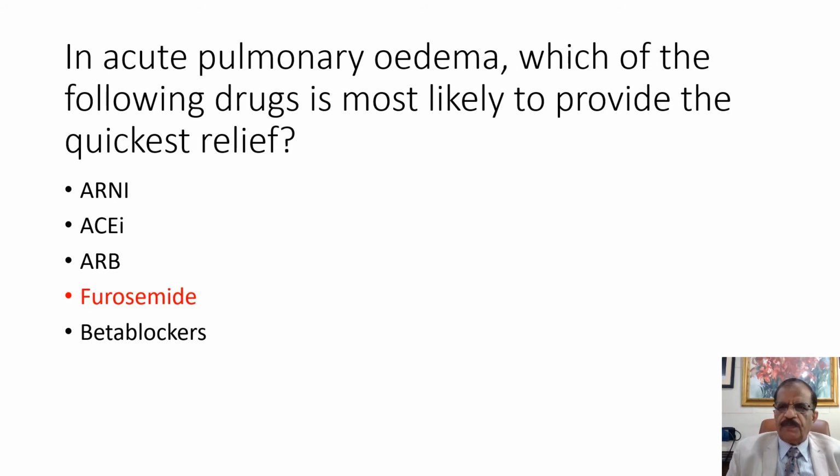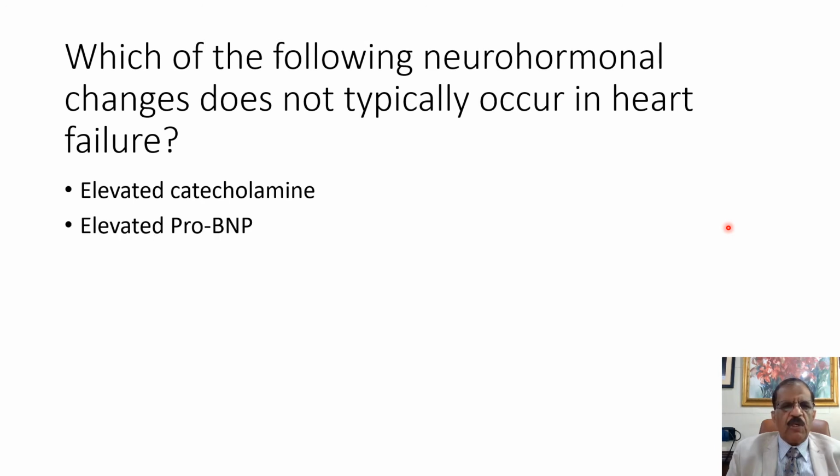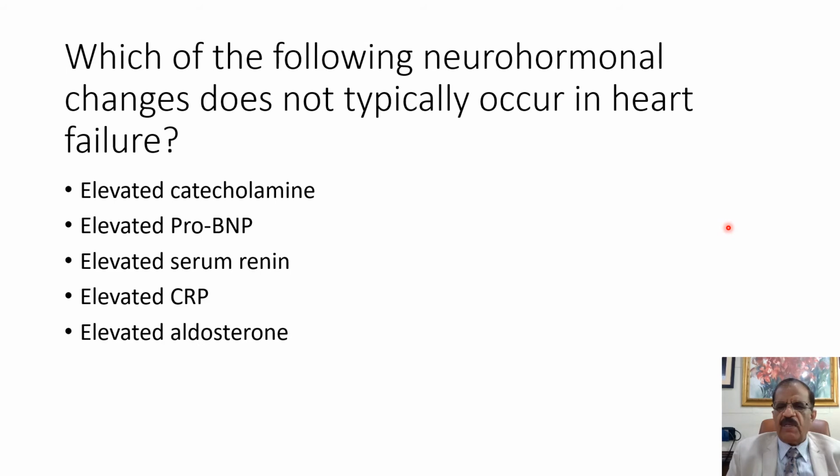Next quiz now. Which of the following neurohormonal changes does not typically occur in heart failure? If you remember, I showed you a slide with many neurohormonal changes which occur in heart failure. And the question is, which one is not true? Elevated catecholamine, elevated pro-BNP, elevated serum renin, elevated CRP, and elevated aldosterone. Which one is not the typical feature of heart failure?